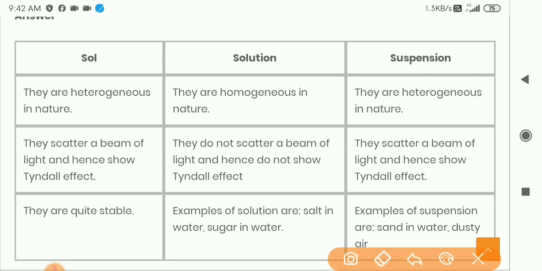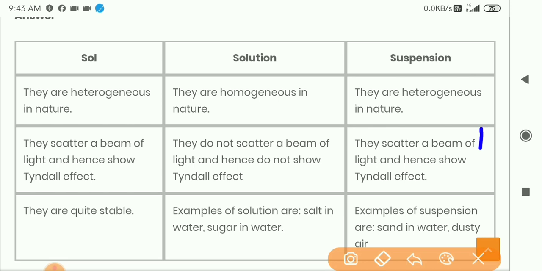Now sols can scatter a beam of light. A sol is nothing but a colloidal solution, you can say colloids. They scatter a beam of light and hence show the Tyndall effect. Sol means colloid, it shows the Tyndall effect. Solutions do not scatter a beam of light and hence do not show the Tyndall effect. Then we have suspensions. The suspensions scatter the beam of light and hence show the Tyndall effect.